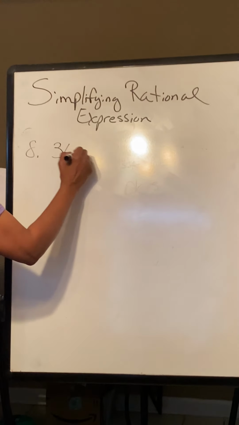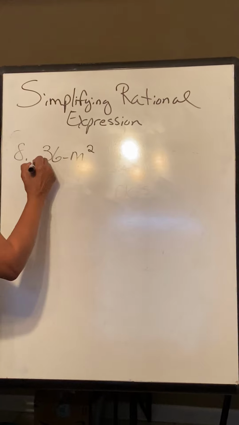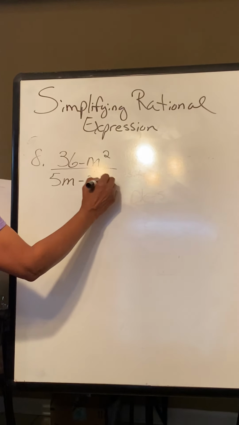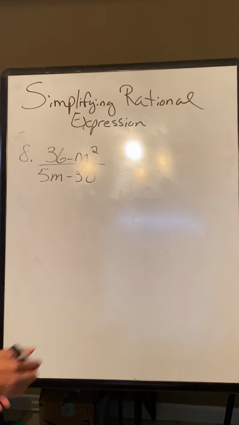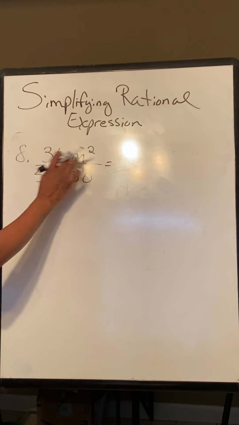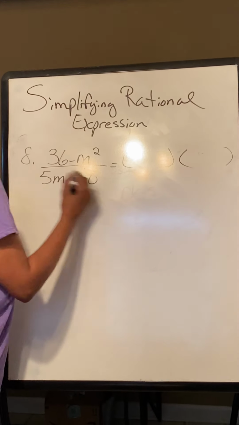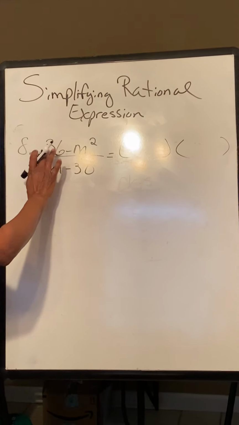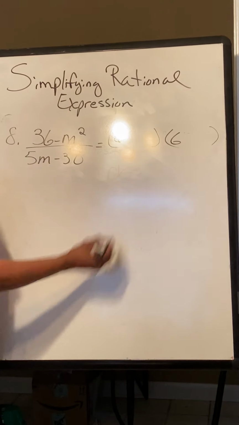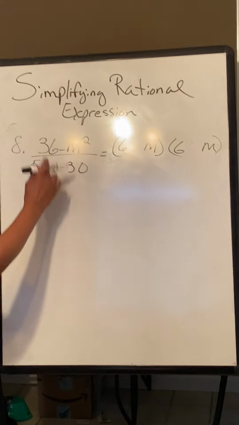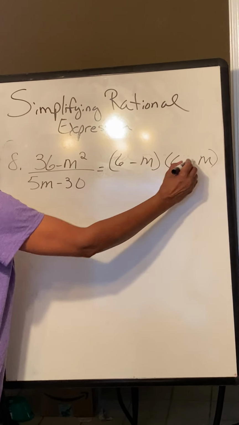If I had 36 minus m squared divided by 5m minus 30. As I factor, if you recall, this is called the difference of two squares. So that means I'll have two binomials. The first term in each will be the same. So 6 times 6 gives you 36. M times m gives you m squared. That says minus, so that means I need a minus, I need a plus.